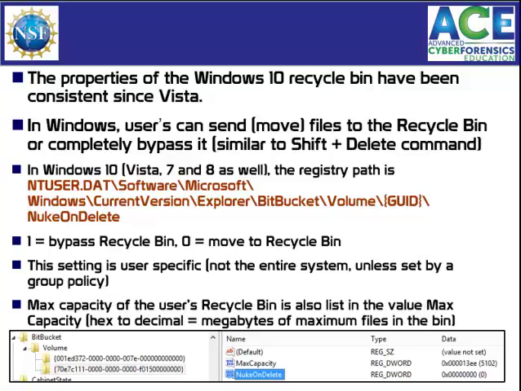As shown in the screenshot at the very bottom of the slide, you'll see that there are 2 GUIDs for 2 different volumes on the local machine. And in the second GUID, the one that starts with 70E7C111, you'll see that the NukeOnDelete has a value of 0, which means that files on that particular volume will be moved to the recycle bin.